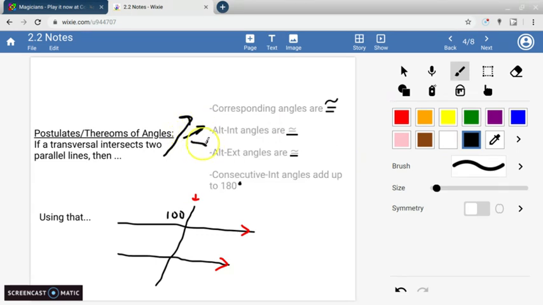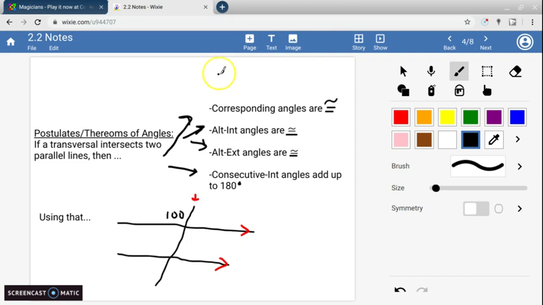So these 4 things. The first thing is corresponding angles are equal. The second thing is alternate interior angles are equal. The third thing is alternate exterior angles are equal. And the last thing is consecutive interior angles or same side angles add up to 180 degrees.